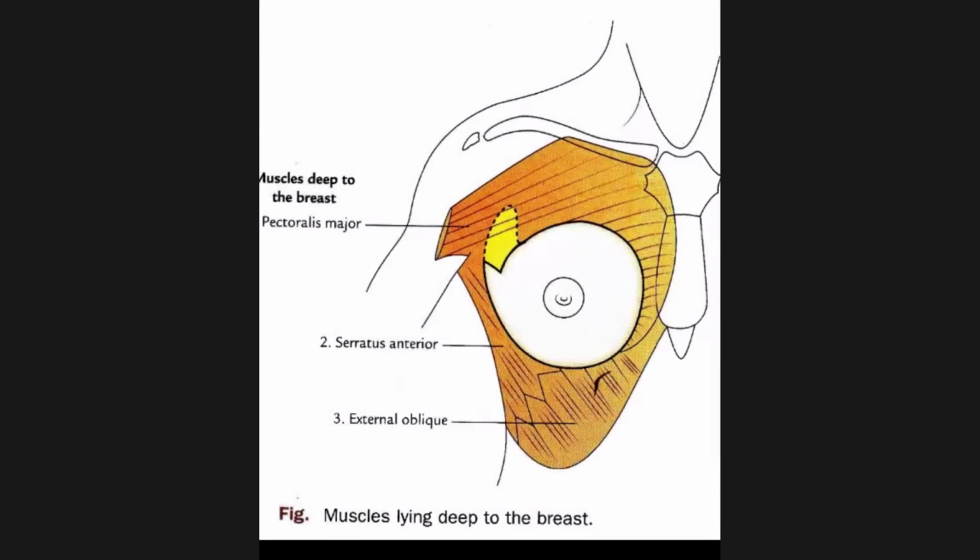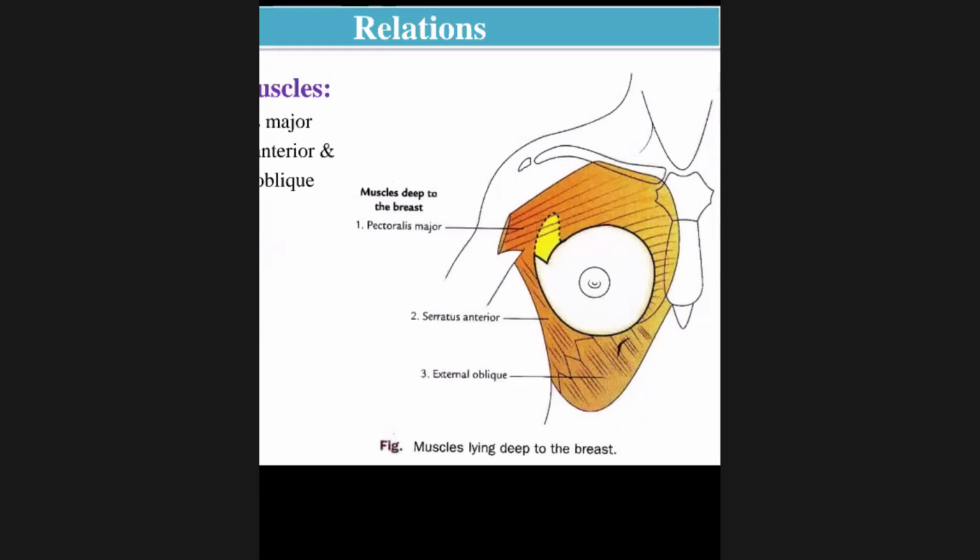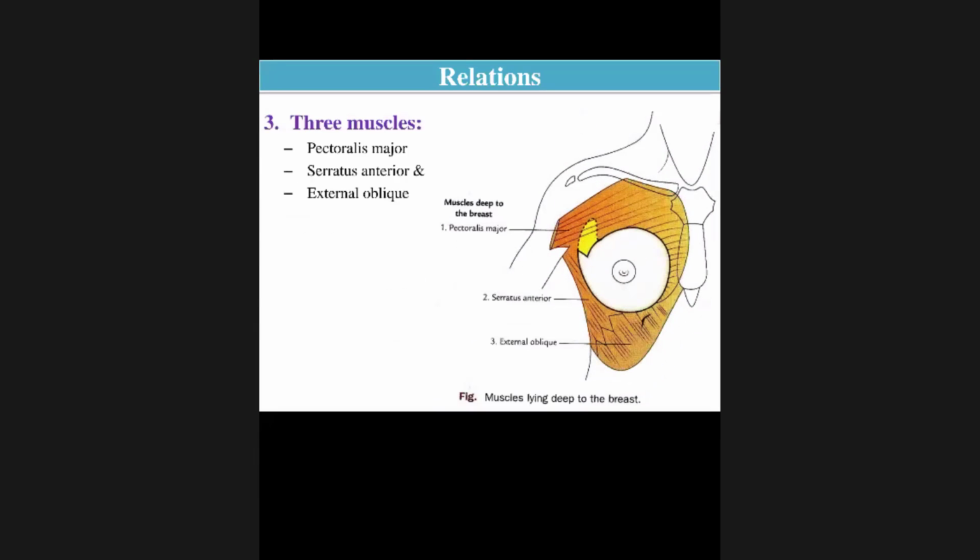The external oblique muscle originates from the ribs. On the lateral aspect the serratus anterior muscle is there, and on the anterior aspect of the chest mainly the pectoralis major. Why not the minor? Pectoralis major covers the pectoralis minor, so the minor is not in relation. Only pectoralis major comes in relation to the mammary gland.